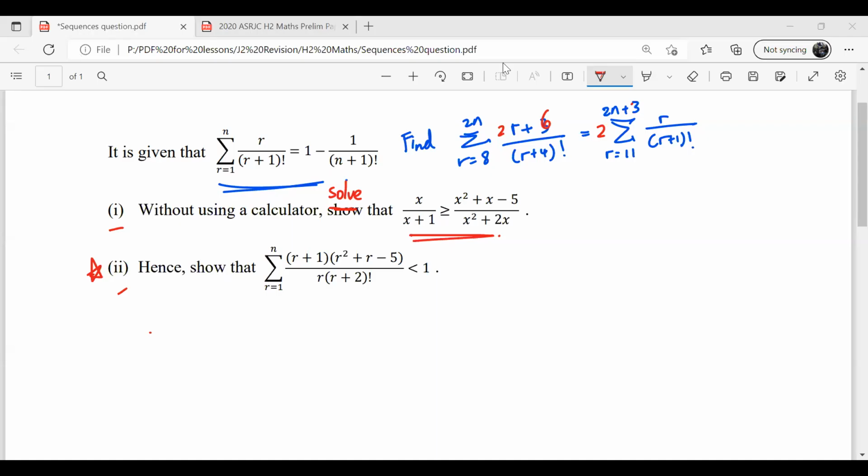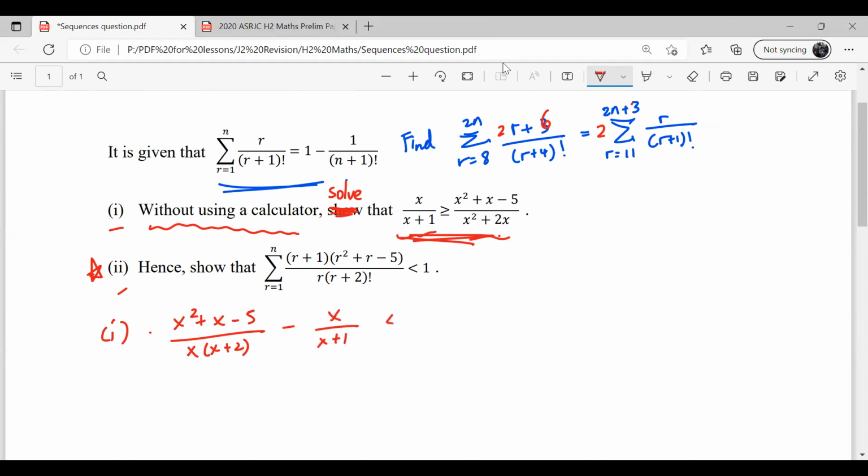Okay, so from this one, without using a calculator, you can always use a calculator to check. So you can plot this, and then find the intersection. After that, from there, you can roughly guess the answer based on GC. Or you can also bring it all to one side. So for part 1, all you need is x squared plus x minus 5 over x, you just factorize straight, minus x over x plus 1 less than or equals to 0.